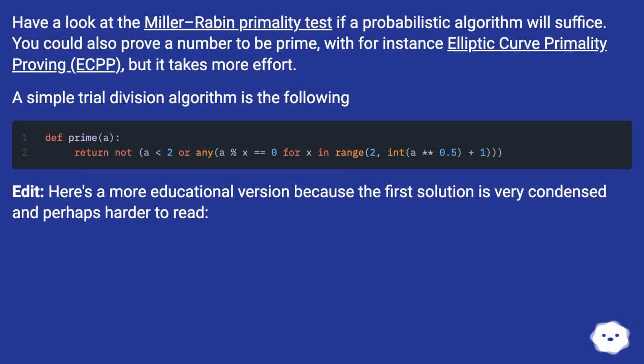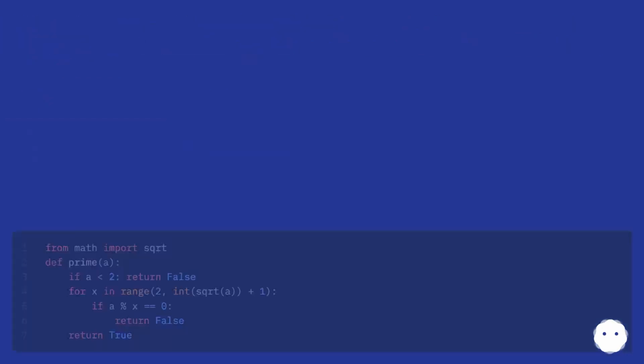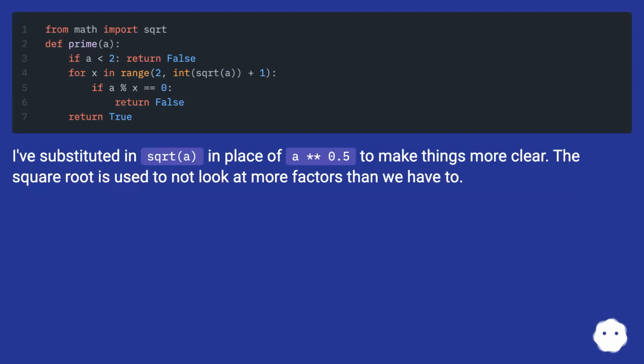Edit. Here's a more educational version because the first solution is very condensed and perhaps harder to read. I've substituted in sqrt_a in place of a**0.5 to make things more clear. The square root is used to not look at more factors than we have to.